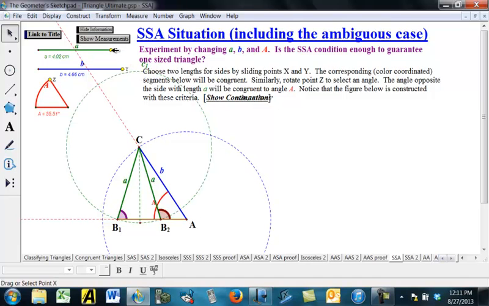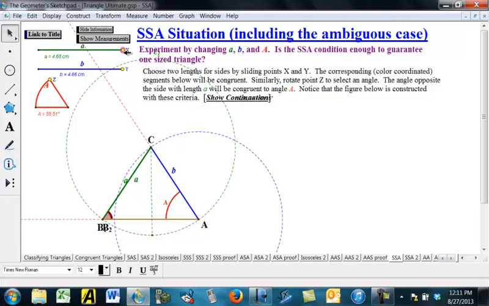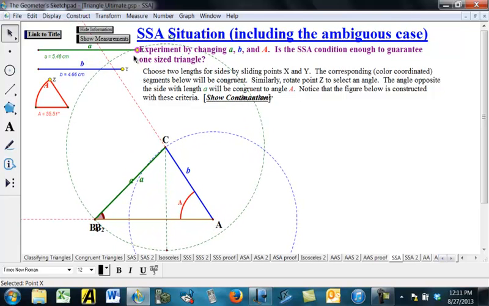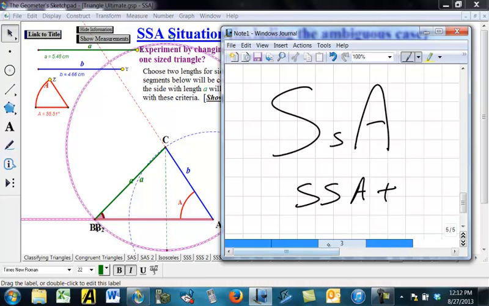Now, let's go a little bit further. If I go a little bit further still and make A the same length as B or even longer, now we see that this circle and this ray, see it doesn't intersect over here, it intersects in exactly one place, and so we're back to one solution again. That one is sometimes written as capital S, little s, A, and this is SSA plus this side is larger than this side. So it's a little extra information.